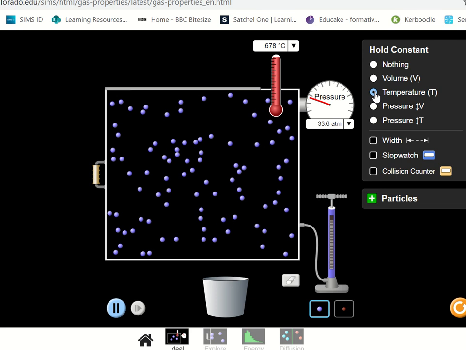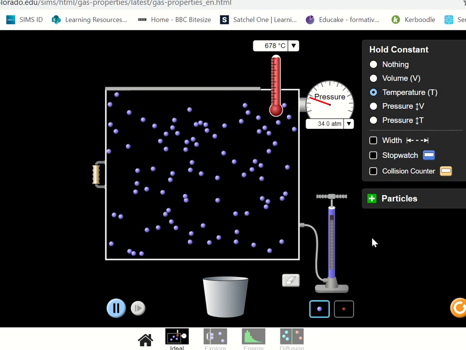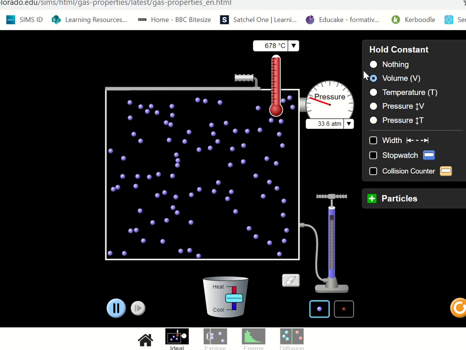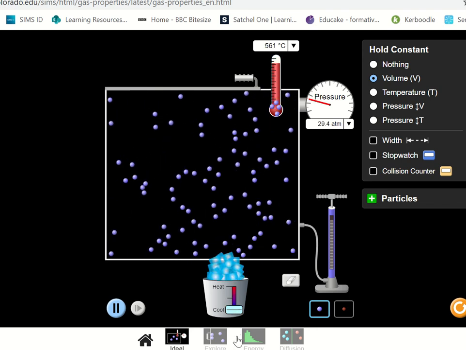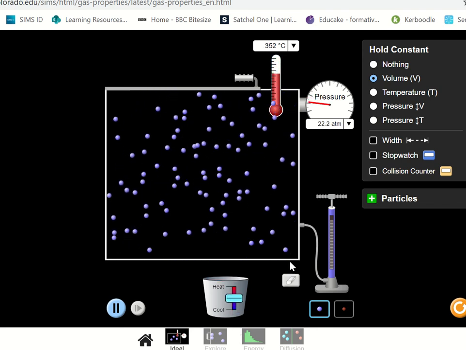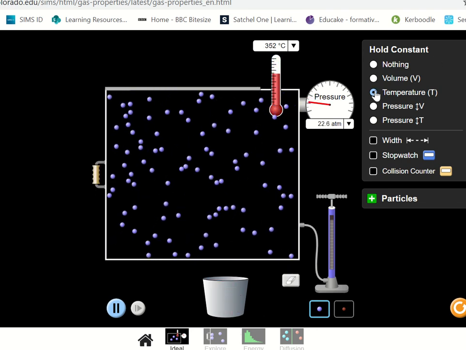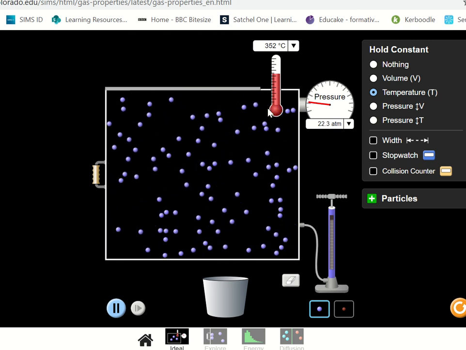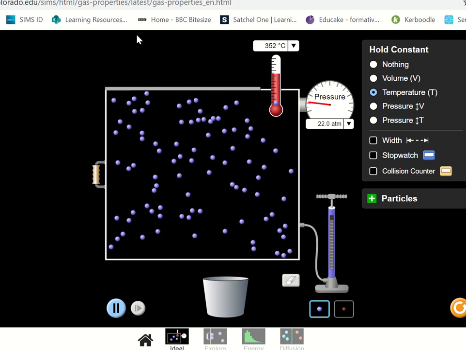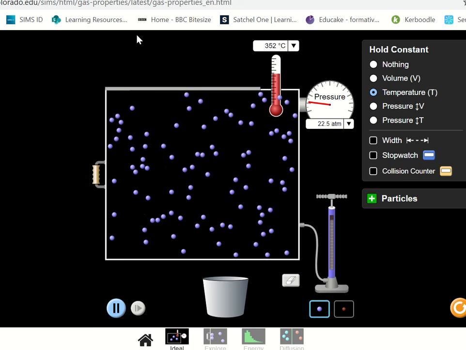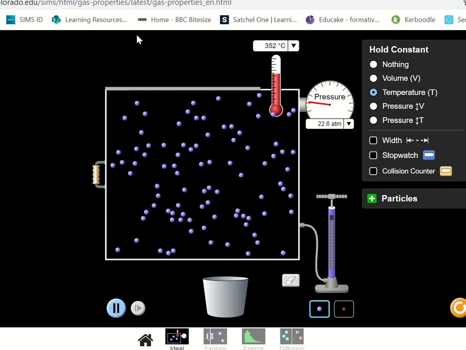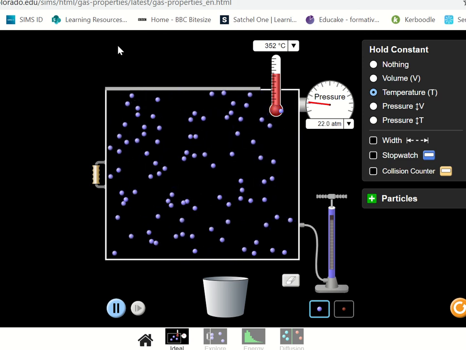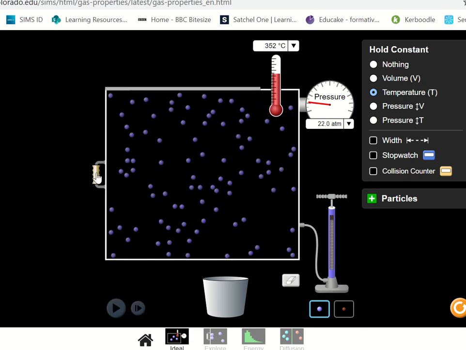Now, keep the temperature the same with this one. Let's cool it down a little bit more, and keep the temperature the same. Okay, so this time we're looking at the volume. So if I make this container smaller, what do you think will happen to the pressure and why? A few seconds just to think of it. Okay, so we'll see if your prediction's right.